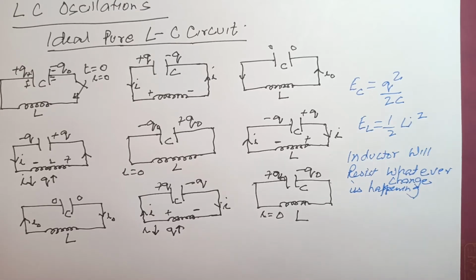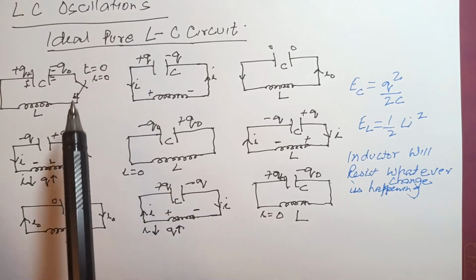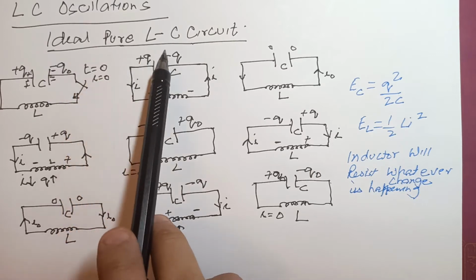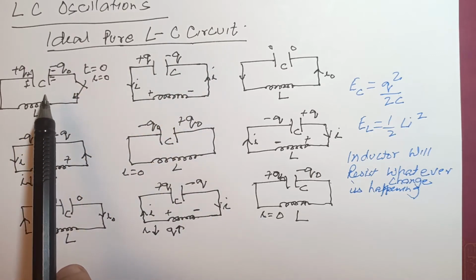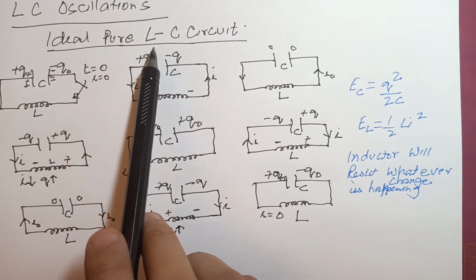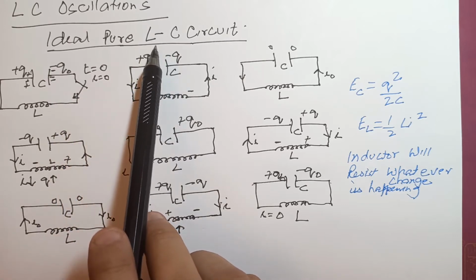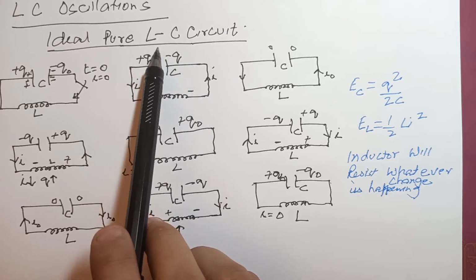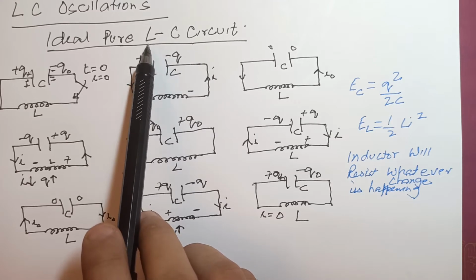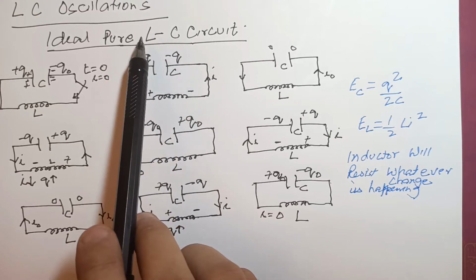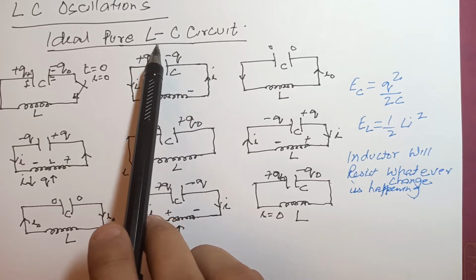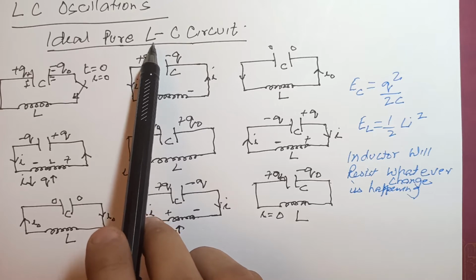Hello students. In this lecture we will talk about LC oscillations, which basically means putting together an ideal pure LC circuit. Remember that in practice this is not actually possible, because every piece of wire has some resistance, so resistance will come into play. But theoretically, we are just talking about a combination of pure L and C.